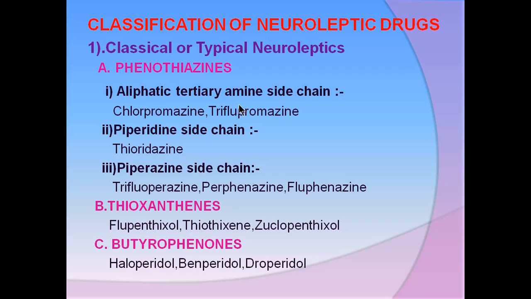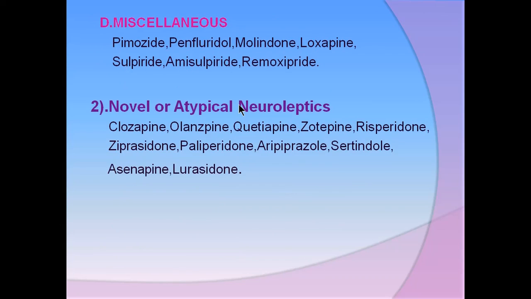Next group, thioxanthenes, include flupenthixol, thiothixene, zuclopenthixol. Next point, butyrophenones, examples being haloperidol, benperidol, droperidol. Miscellaneous group contains pimozide, penfluridol, molindone, loxapine, sulpiride, amisulpride, and remoxipride.